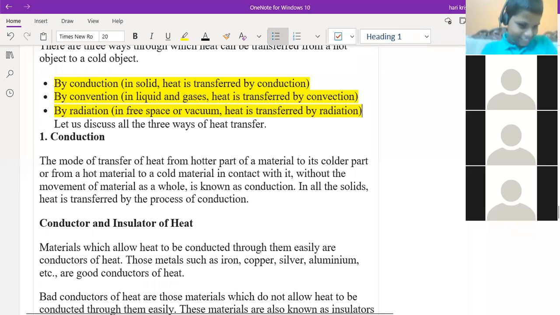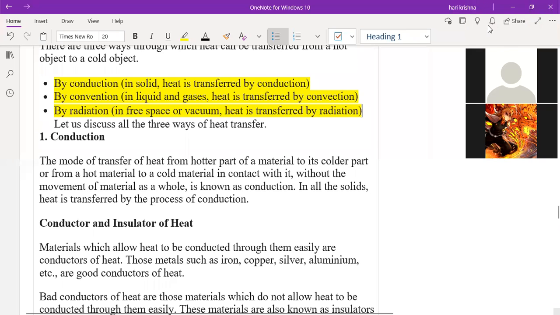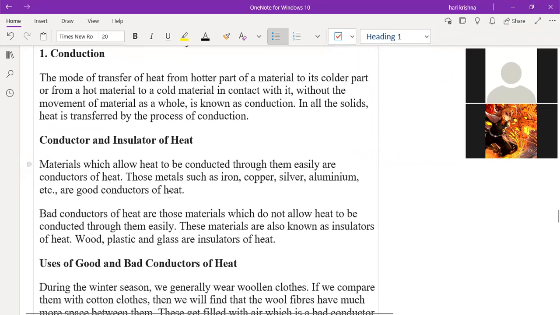So based upon this, you can say there are two types. One is conductors, the other is insulators. Materials which allow the conduction of heat are called conductors. Those are iron, copper, silver, aluminum. All the metals are good conductors of heat.